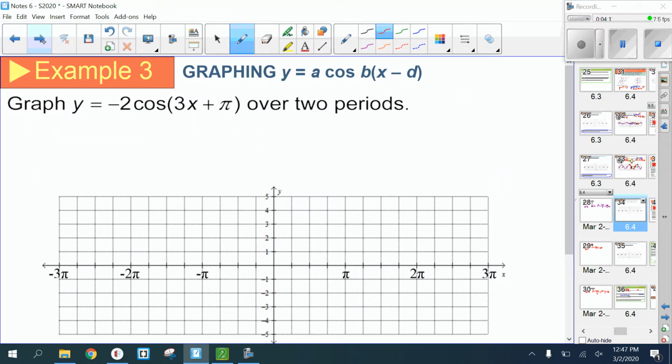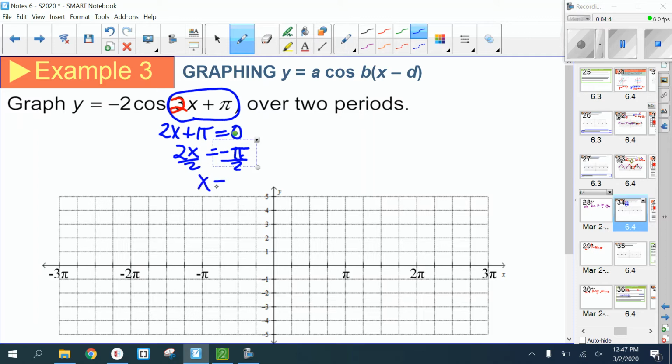Number 3 is another cosine graph, and I'm going to change this problem. I don't like that 3, so change that 3 into a 2. I think it'll make you understand the problem a little bit better. So let's look at the shifting. The shifting is going to be, think about it here, what makes this equal 0? If you subtract pi over, and then divide by 2. That right there shows you the shifting is to the left by pi over 2.